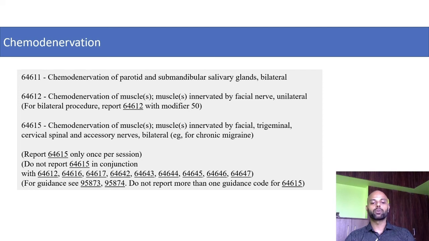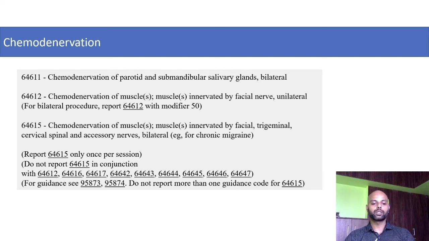64612 is for chemodenervation of muscles innervated by facial nerves, unilateral code. This is a unilateral code, so you have to use the appropriate laterality modifier with this code. For bilateral procedures, add 50 modifier along with the CPT code.